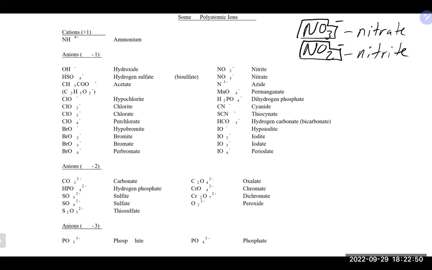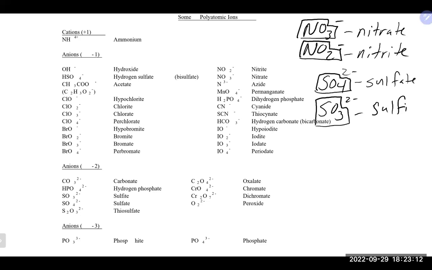Same thing, it doesn't really matter about the charge. You could have something like SO4 2 minus and SO3 2 minus. Once again, each of these has a -2 charge. The one with the most oxygens here would be sulfate, and the other sulfite. So that's a really good way to learn them, group them together by what's related.